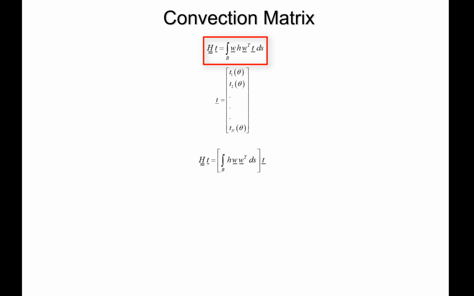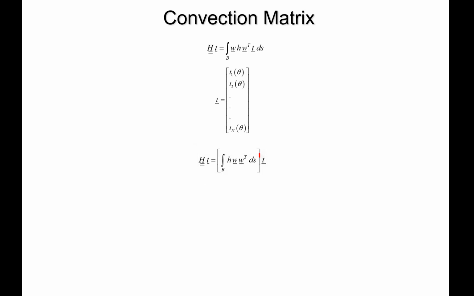W transpose times T is our approximate temperature. We have to remember here that this T vector is the nodal temperature, a vector with all the nodal temperatures, and the nodal temperatures can themselves only be a function of time. So I'm integrating along a boundary. I can pull those nodal temperatures out of that integral because they're not a function of position. So that lets me write this again as this.